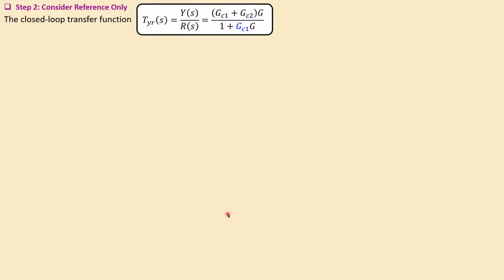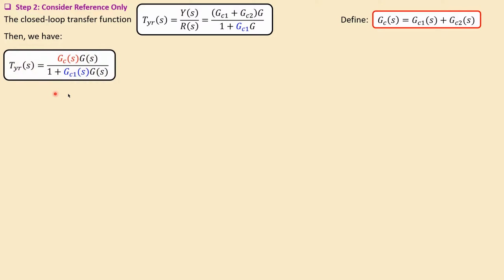Next step is considering the reference signal, because we have the reference and also disturbance in our diagram. So the closed loop transfer function was given for that, as shown here, from reference to y, so y over r, which was given here. And if we now define this combination, which is actually the summation of the two controllers, as just the total controller, then we have this more simplified expression.